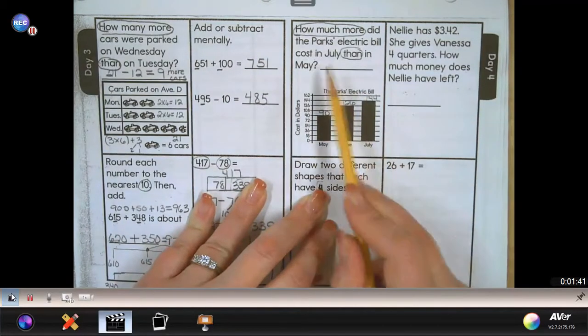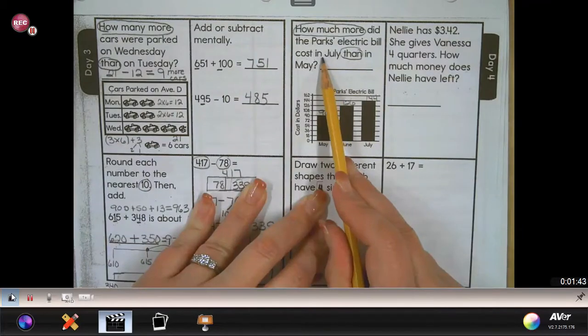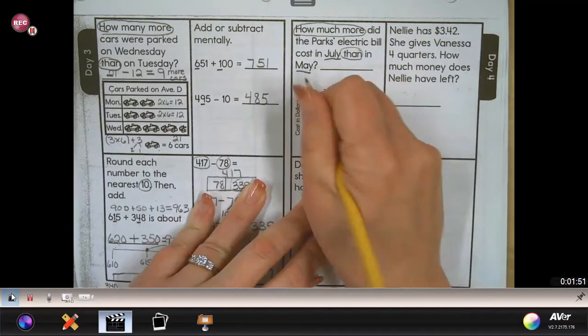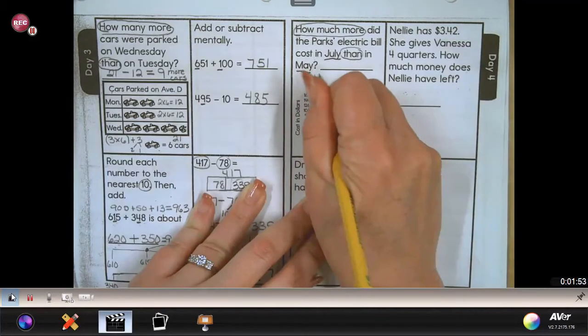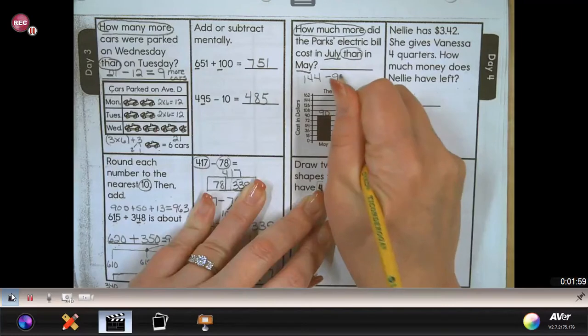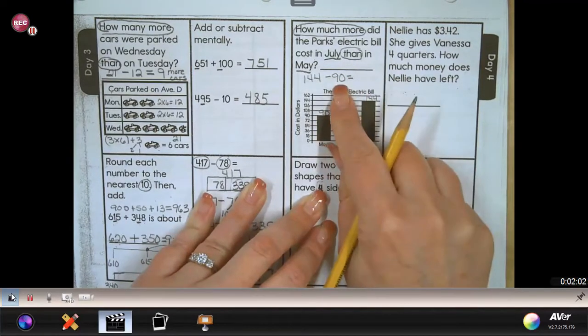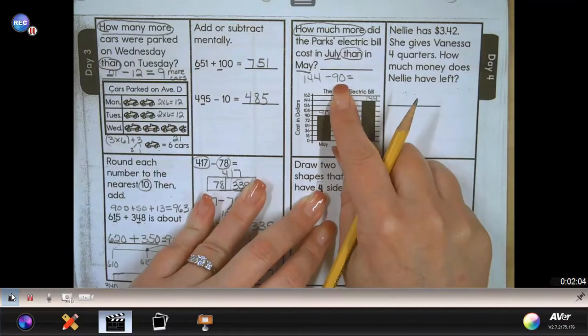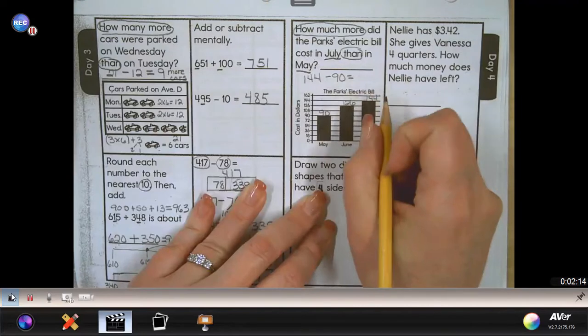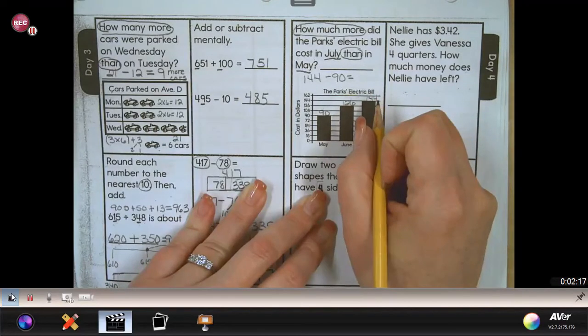Now, if we go back to our question, we want to know how much more money did they pay in July than in May. So, we want to know the difference between $144, which is July, and $90, which was May. So if I were to think about this, 90 is just 10 away from 100. So what I could do is I could subtract 100 and then I could add 10 back in for 90.